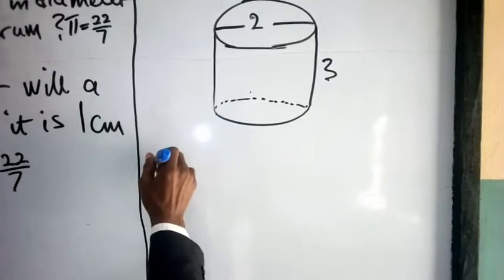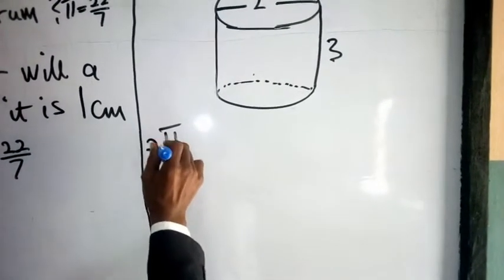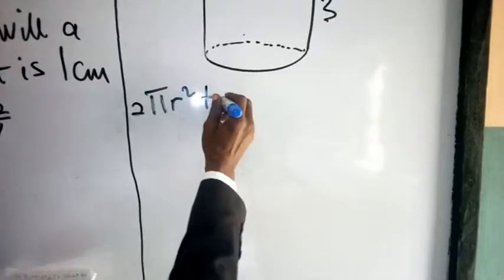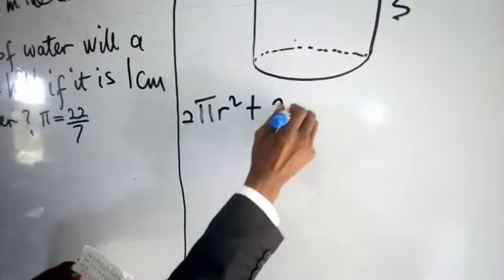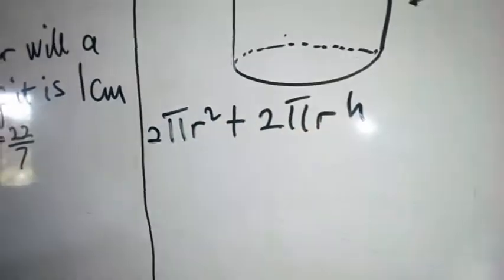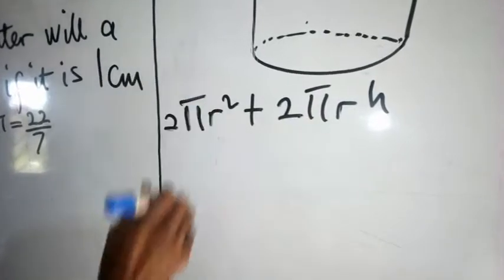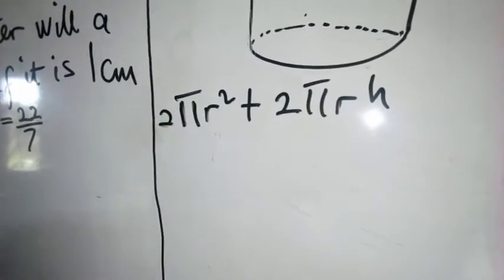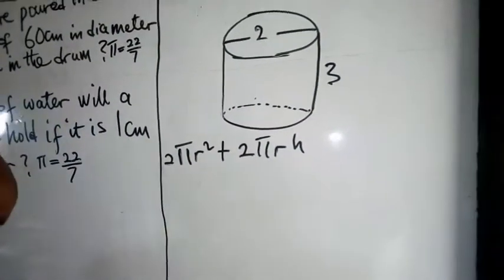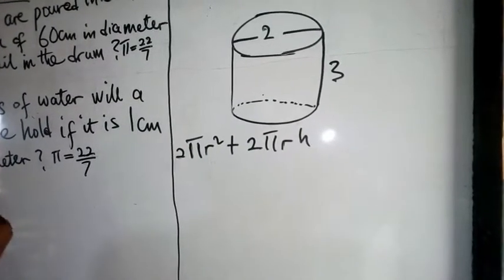The formula, if you can recall, for that is 2 pi radius squared plus 2 pi radius height, that is h. So, in that case, we were given this to be, and then we are going to quickly look at that. But without wasting time, we'll move on and handle that.